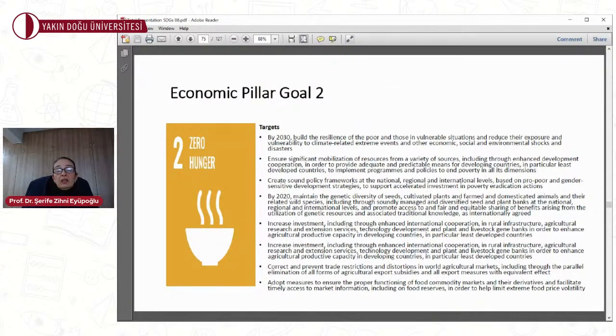Again, if we look at the targets that need to be attained so that progress can be made towards zero hunger, let me just take a look at one or two of them. By 2030, build the resilience of the poor and those in vulnerable situations and reduce their exposure and vulnerability to climate-related extreme events and other economic, social, and environmental shocks and disasters. Create sound policy frameworks at the national, regional, and international levels based on pro-poor and gender-sensitive development strategies to support accelerated investment in poverty eradication actions.